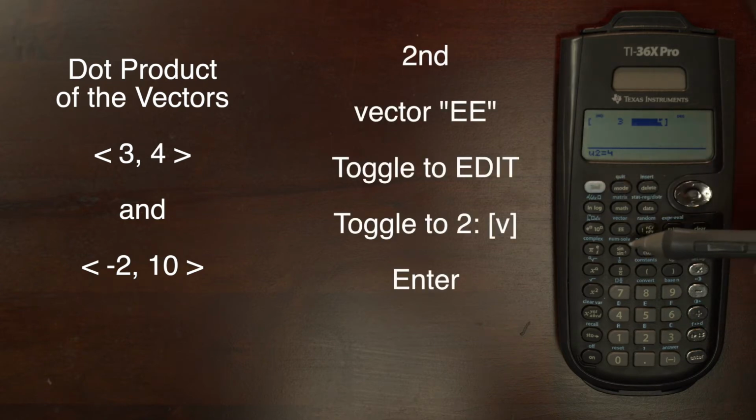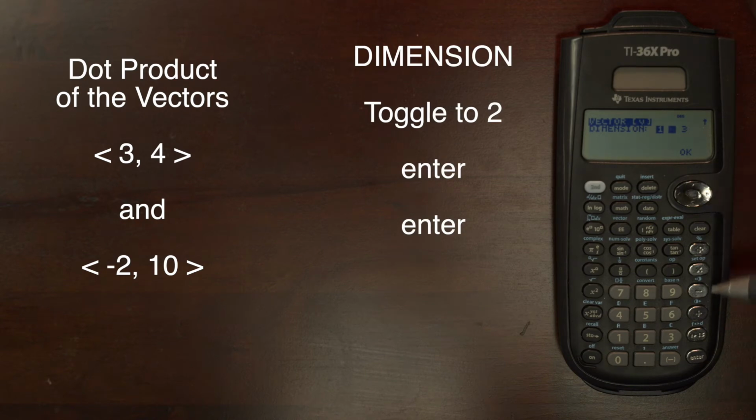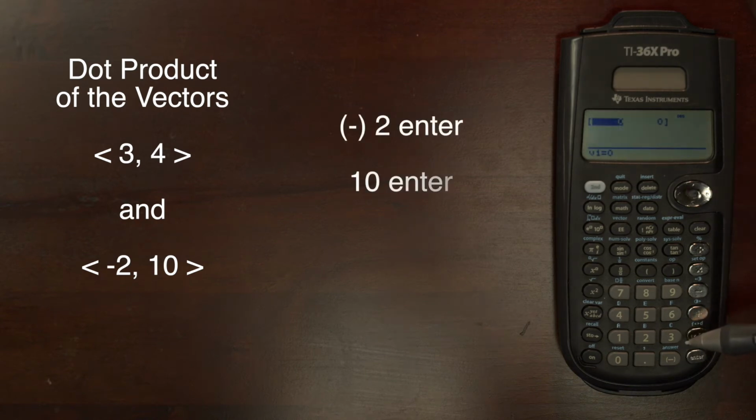Once we have that, we define our second vector by going to second vector, toggle to edit, toggle to 2, which is now our V vector, and hit enter. It's also two-dimensional, so we hit OK. And now we enter in a -2, but you have to use the one in parentheses, and a 10.